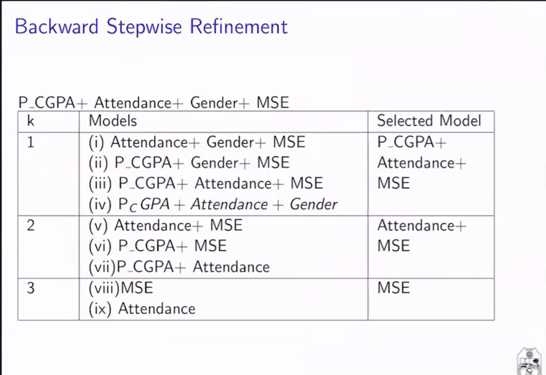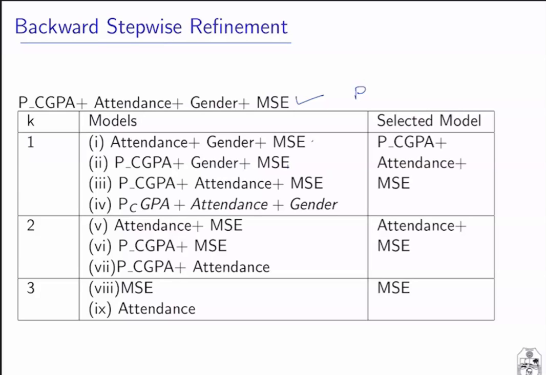There is a third kind of algorithm which is as efficient as the forward stepwise refinement. It is called the backward stepwise refinement, and it works like this. You are going to start with all the four attributes here, or in general all the p attributes. In the first iteration, you will generate the models by eliminating one attribute each. So here the eliminated attribute is the CGPA.